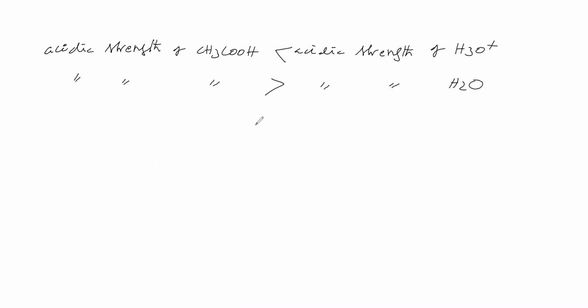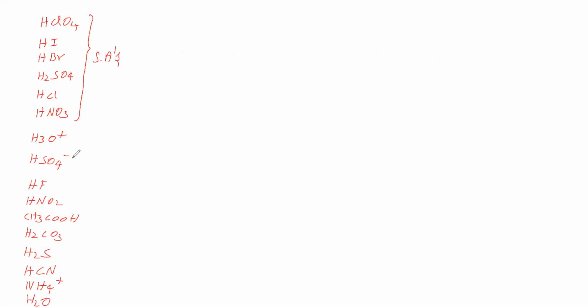So, if the acidic strength of a given substance is less than hydronium ion and greater than water, then that substance is called a weak acid. So which is a weak acid? If the acidic strength of the given substance is less than hydronium ion and greater than water, then it is called a weak acid. For weak acids, these are the examples. Not only this example, many weak acids are there. We have written a few weak acids.